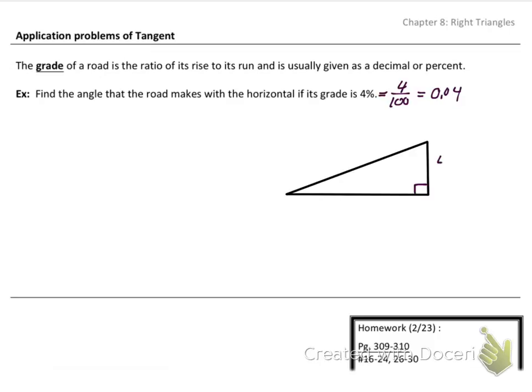So when we're using percent, it's going to go up 4 feet over a run of 100. So up 4 feet every 100 feet. Up 4 per 100 feet.